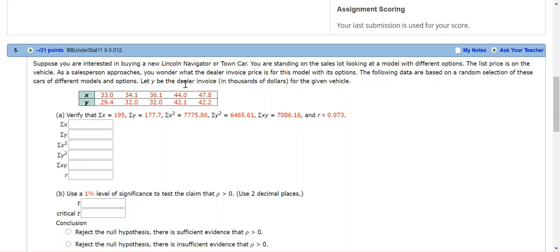So y is the dealer invoice in thousands of dollars for the vehicle. The idea here is that the input is how much money you spend on the vehicle, and the output is the amount of money that the dealer actually got the vehicle for. And that's true for these 1, 2, 3, 4, 5 data sets.